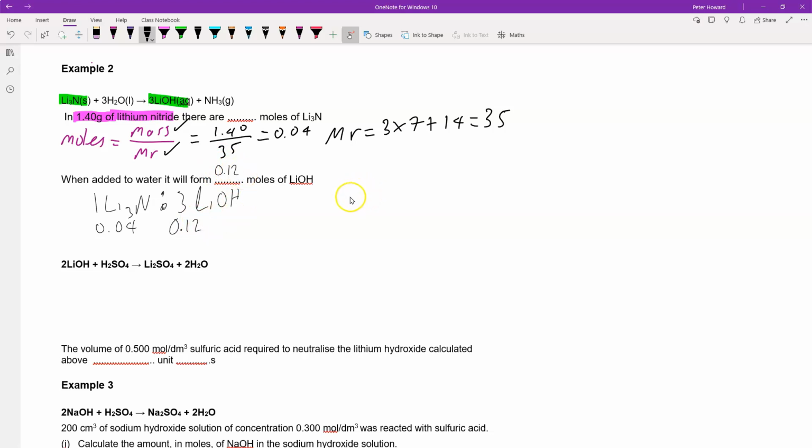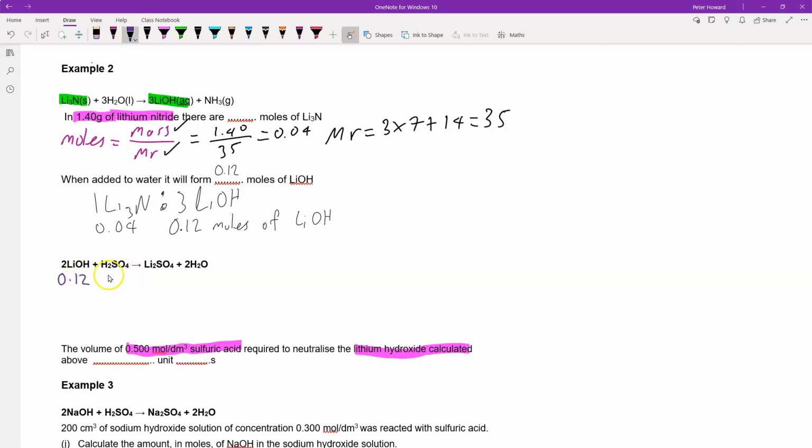Now, we could even sometimes help ourselves and say 0.12 moles of LiOH. And the reason we do that is it means that we keep track of what we've got. It now says in the question, the volume of 0.5 molar sulfuric acid required to neutralize the lithium hydroxide calculated above is what, and some units. So we've just worked out we've got 0.12 moles of lithium hydroxide.